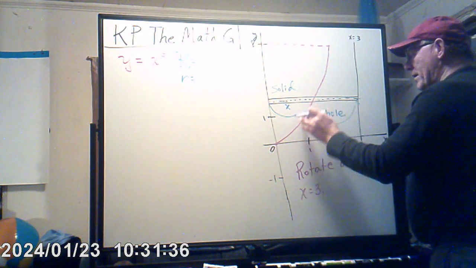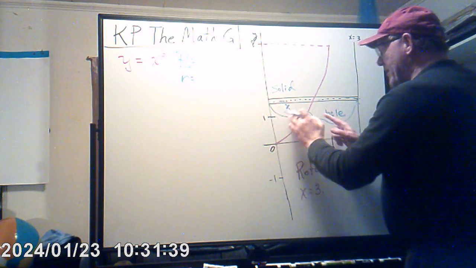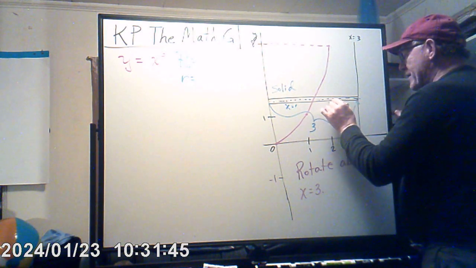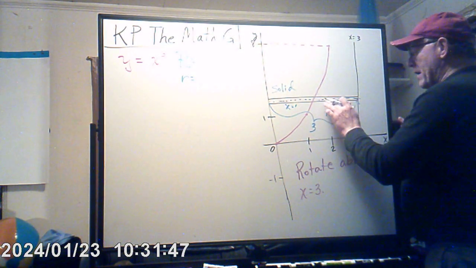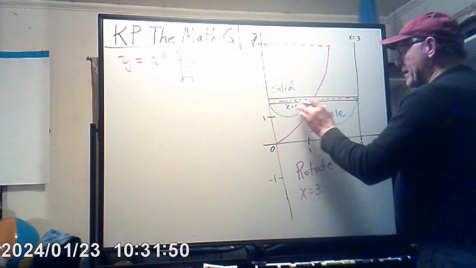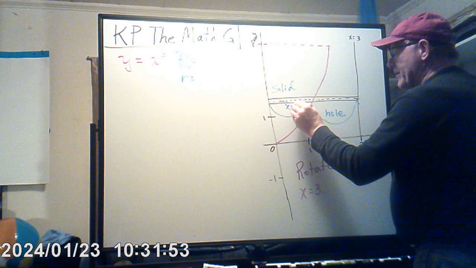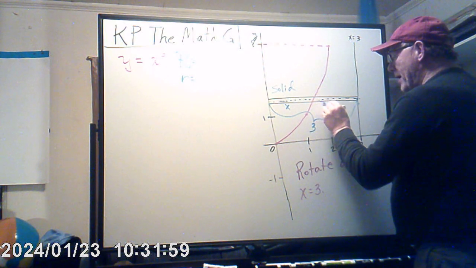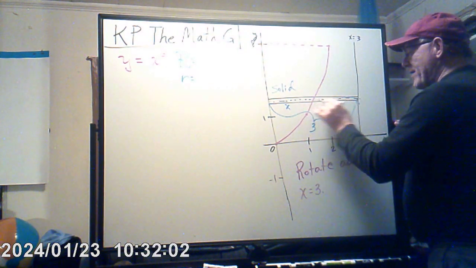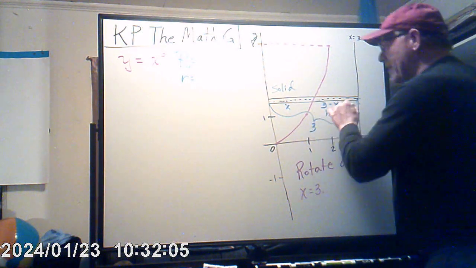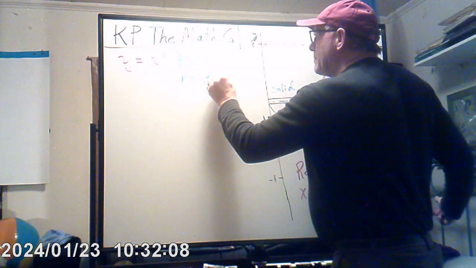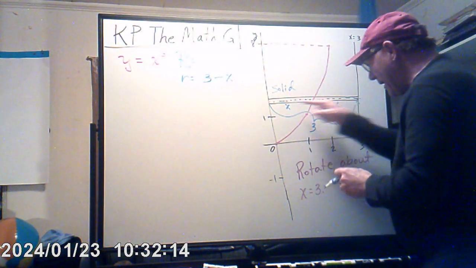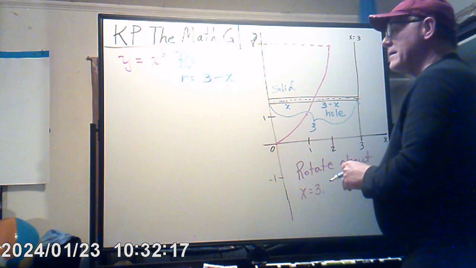If this is 3 and this is x, if x was 1, then 3 minus 1 is 2, right? The rest of it would be 2. If it's 2, 3 minus 2 is 1, okay? So 3 minus x is this hole. So I recognize the hole: it is 3 minus x. Okay, this is x. We're going in the x direction this time.